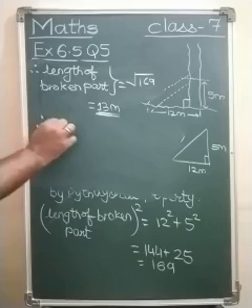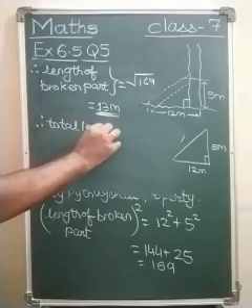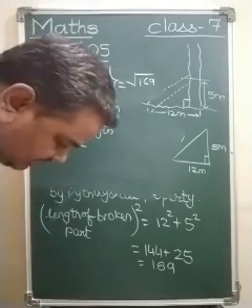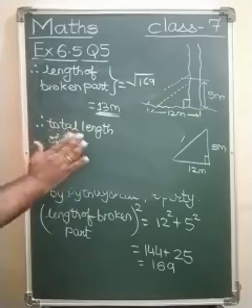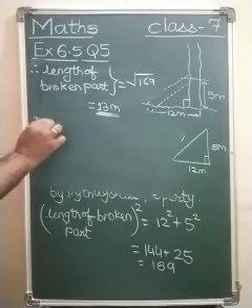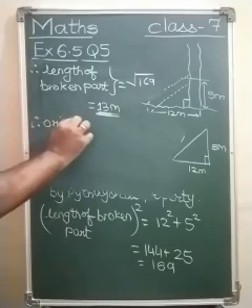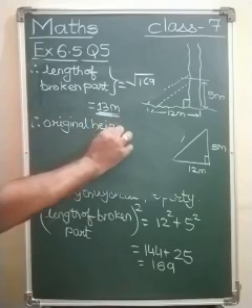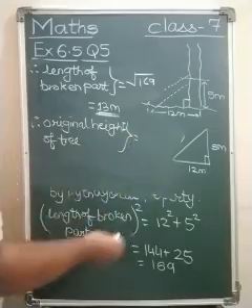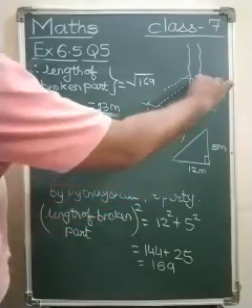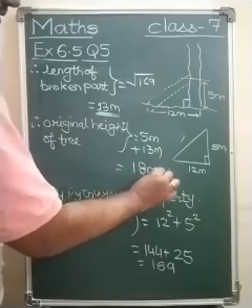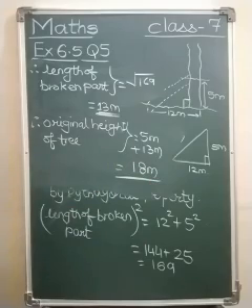Therefore, total length of tree, they have asked the original height, not total length, therefore original height of tree equals this 5 meters, that means this much part, plus 13 meters, so this equals 18 meters. And done, our sum is ready.